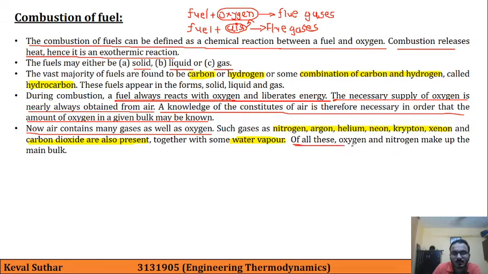Of all these, oxygen and nitrogen make up the main bulk. The majority of the percentage is oxygen and nitrogen. The remaining gases like argon, helium, neon, krypton, xenon and carbon dioxide are in very small quantity.